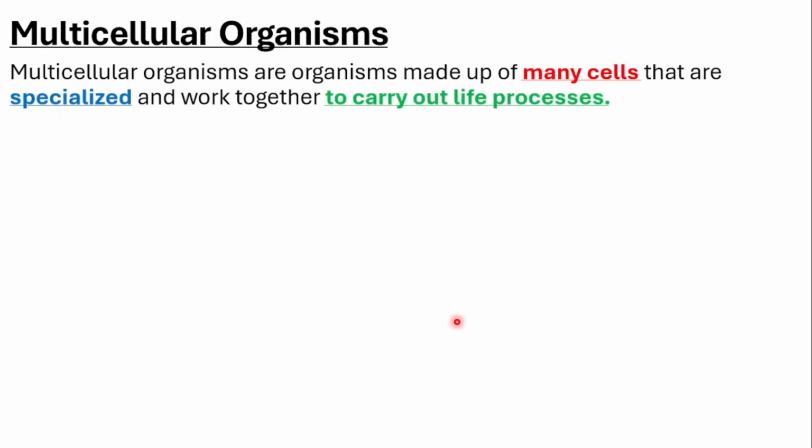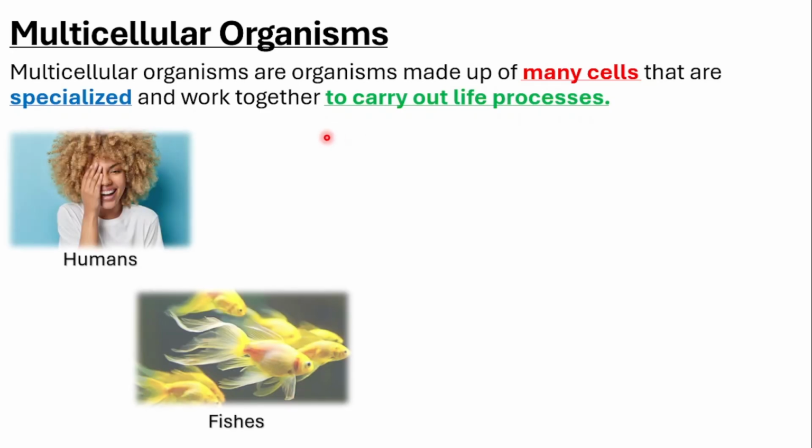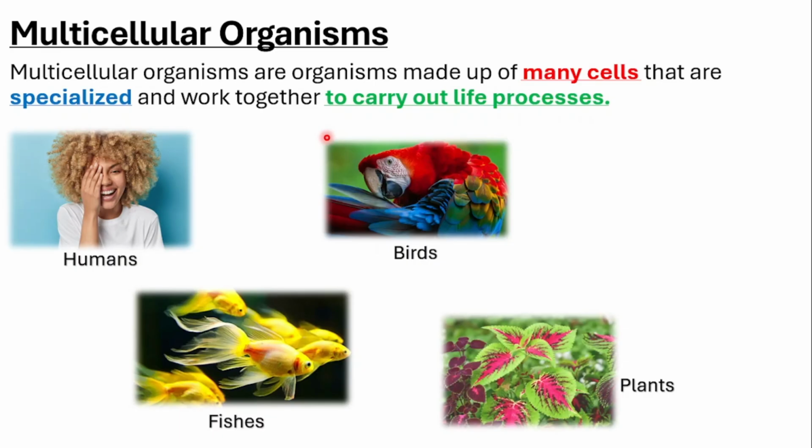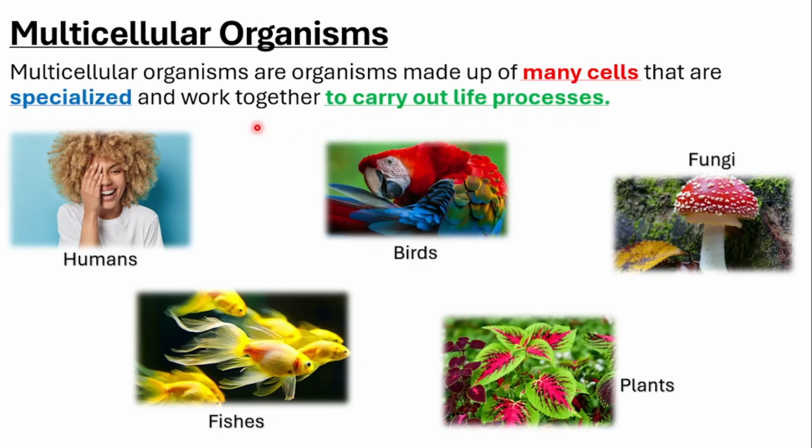Now let's talk about multicellular organisms. What are multicellular organisms? Well, multicellular organisms are organisms that are made up of many cells. Remember, unicellular organisms consist of one cell, but multicellular organisms are made up of many cells that are specialized and work together to carry out life processes. So what are some examples of multicellular organisms? Well, humans, fishes, birds, plants, and certain fungi are all examples of multicellular organisms.